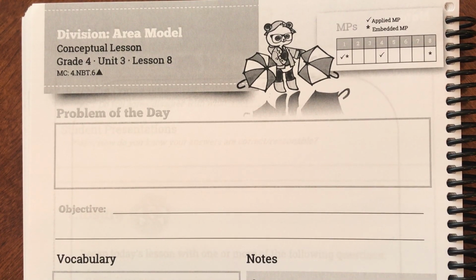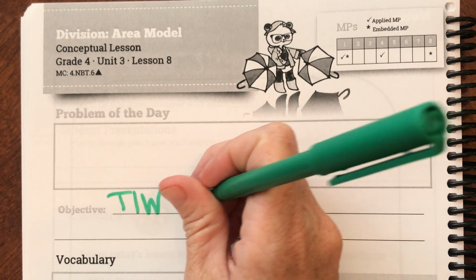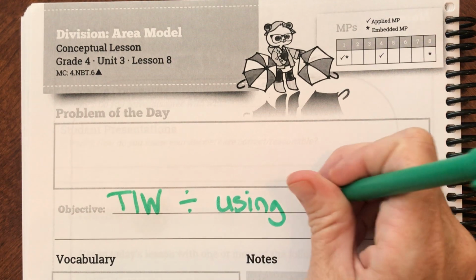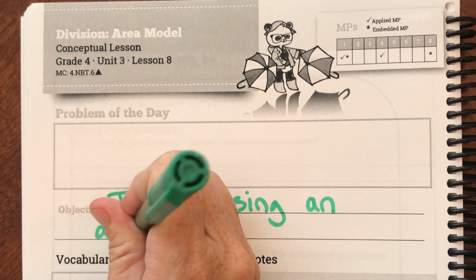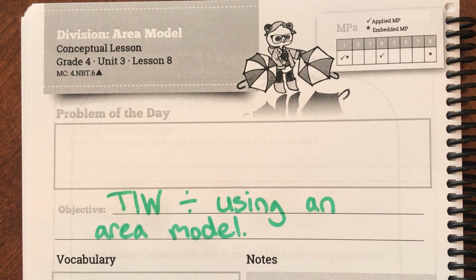Good morning, fourth graders. Today we are on page 215 and we are going to learn a new strategy for dividing. So we've learned the base 10 strategy. Today we're going to learn something called the area model strategy. So our objective today is, today I will divide using an area model. Okay, so it's just a new division strategy.